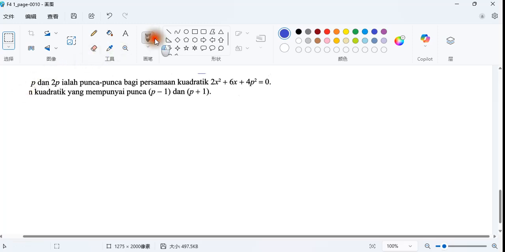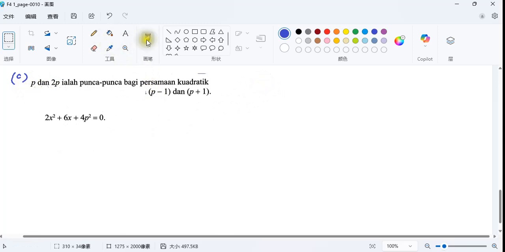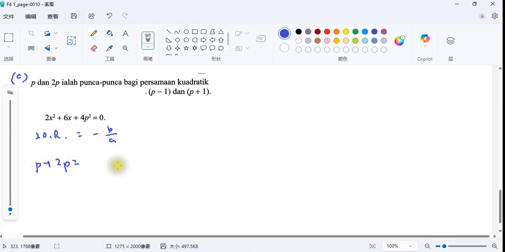So for part C here, okay, so we have this equation and the roots are p and 2p. So the sum of roots is negative b over a. So we have p plus 2p equal to negative 6 over 2. So 3p equal to negative 3, p equal to negative 1. Okay.